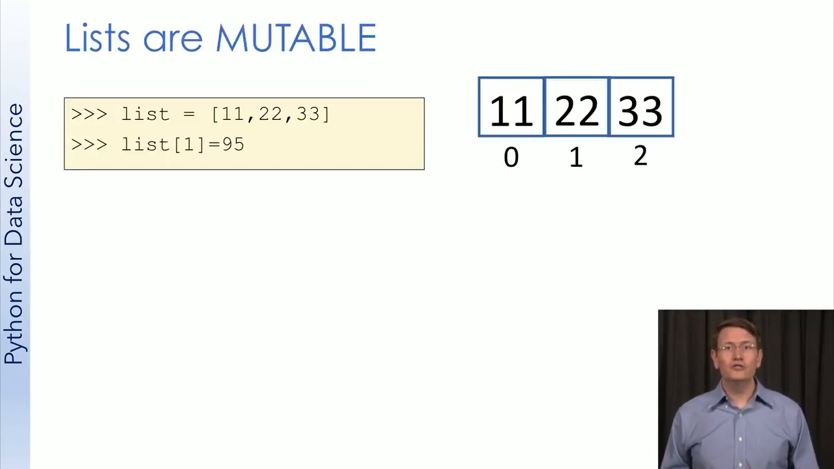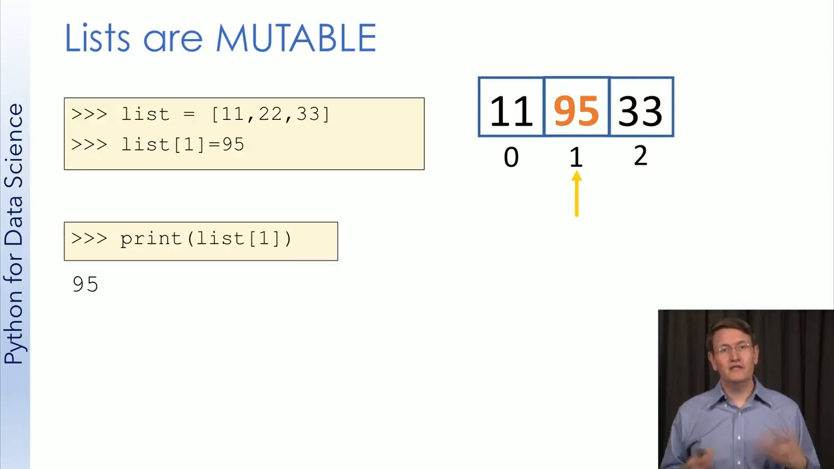Unlike strings, you can change the contents of the elements of a list. Here, we're changing the value at index 1 to be 95. Let's check to see if that did what we'd expect. It did. So one of the nice features of our lists is the ability to manipulate values in that list.